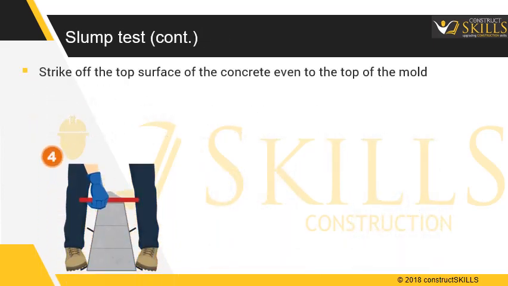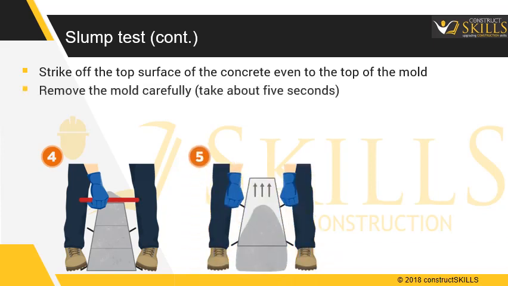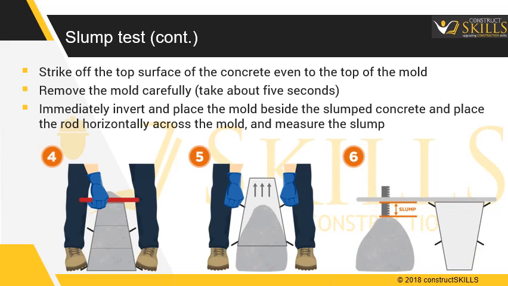Strike off the top surface of concrete from the top of the mold to make it even. Remove the mold carefully, taking about 5 seconds. Immediately invert and place the mold beside the slumped concrete and place the rod horizontally across the mold, and measure the slump.